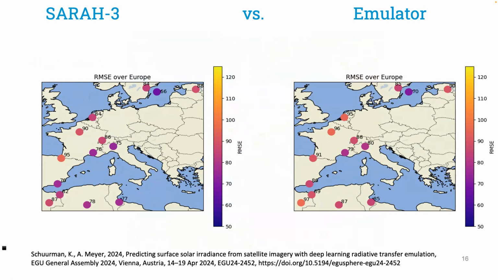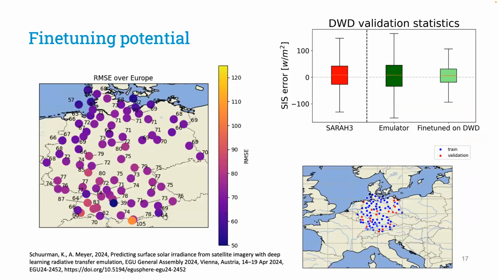You can see Sarah 3 on the left-hand side, the root mean square error, with regard to those BSN stations or PVPS stations, which also comprise BSN stations. And then on the right-hand side, you can see the emulator, and you can see just by comparing the colors that the magnitudes are pretty similar. It works astonishingly well in that sense.